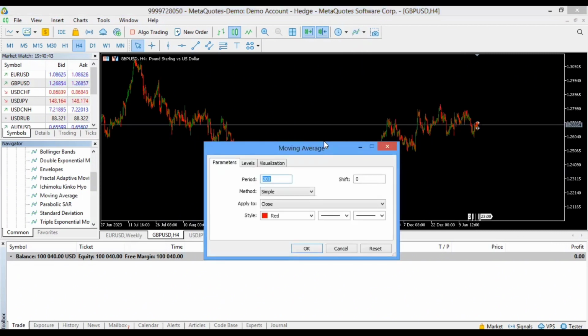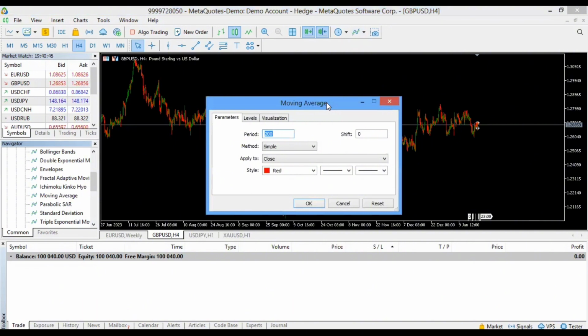We click on it. Indicators are mathematical computations. They are programs that help us to analyze the forex market. They are applied on either the price or the volume. For the moving average, we have the 4 types: simple, exponential, smoothed, or linear. You can see that. So you click on, let's say, exponential. Apply to what? The open price, the high price.